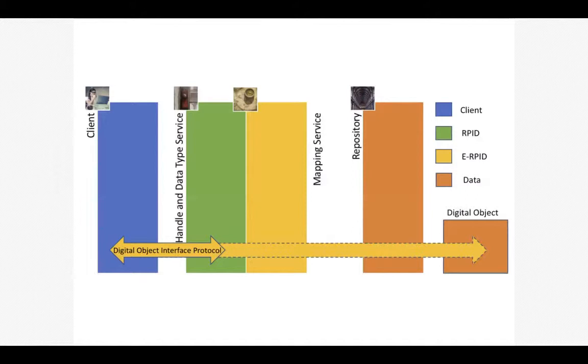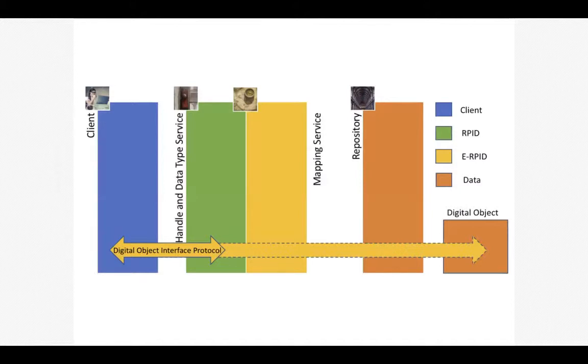again, this just separates what is on the client end from what was Rapide. Rapide being the handle service, basically the issuing of PIDs and resolution, the data typing service, then adding a mapping service. And if I were to redraw this again today, I would put the mapping service next to the repository.